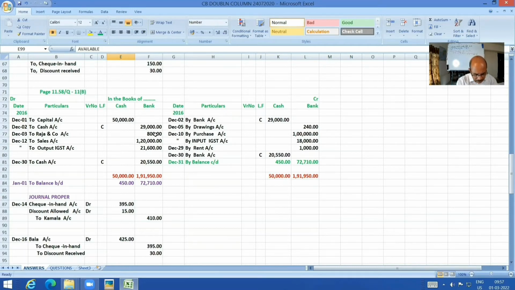Discount allowed is there, 20. Of course, we need not show it in the cash book. It's a double column cash book. Had it been a triple column cash book, the scenario would have been different. So for a double column cash book, ignore it. Withdrew cash from bank for private use 240. Private use from bank, by drawings in the bank column 240.